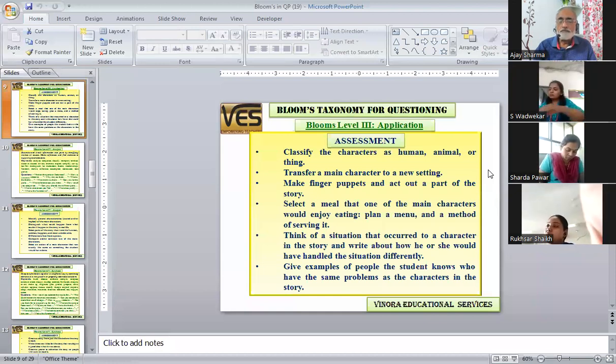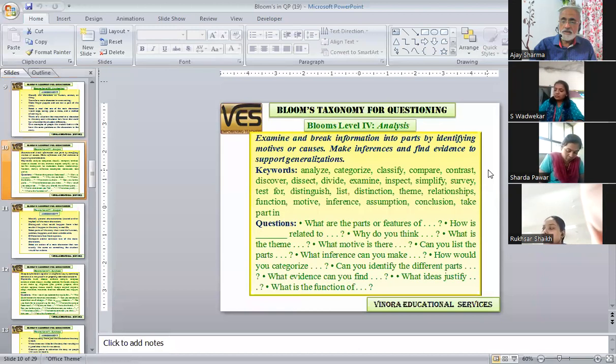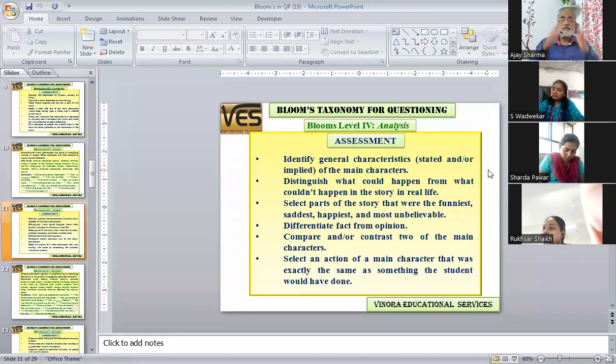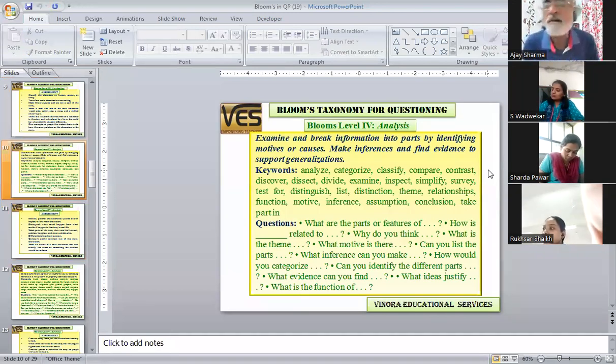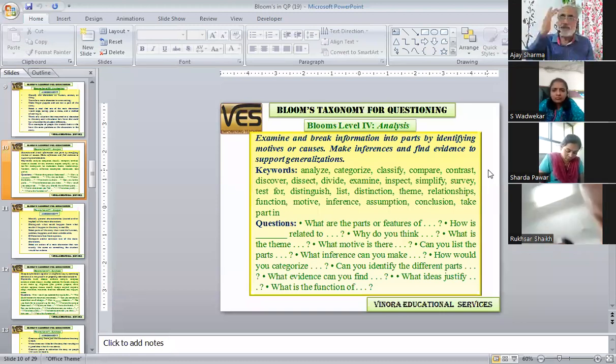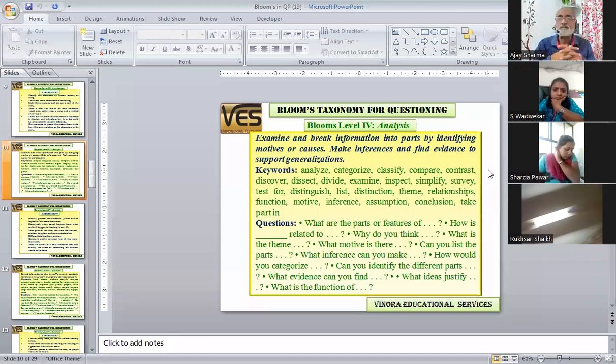Next, we will go for the fourth level, that is analysis. What exactly is analysis? It is breaking down. Chemistry, Wadwekar sir, you seem to be a chemistry teacher, and that's why you know better than anybody else. Otherwise it is a general word. Analysis: when we analyze something, we break it down into different parts. That is information by identification of motives or causes.